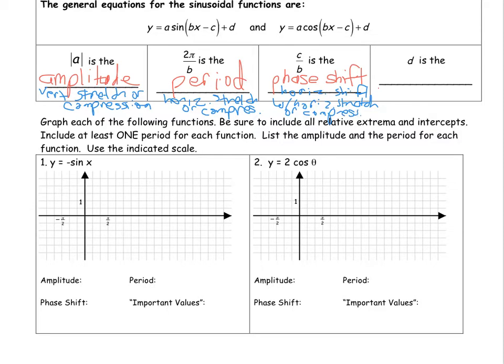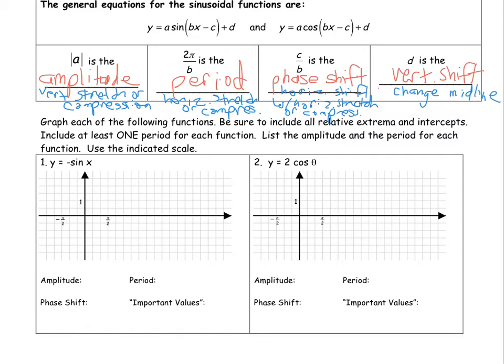D is the easy one. That's the vertical shift. It's what moves it up or down. Vertical shift. One thing to remember about the vertical shift, though, it does change the midline. And so if you have a vertical shift on a function, remember that the amplitude will also be affected by this because the midline is being changed.